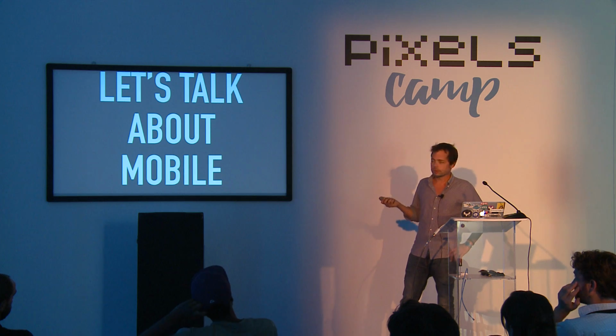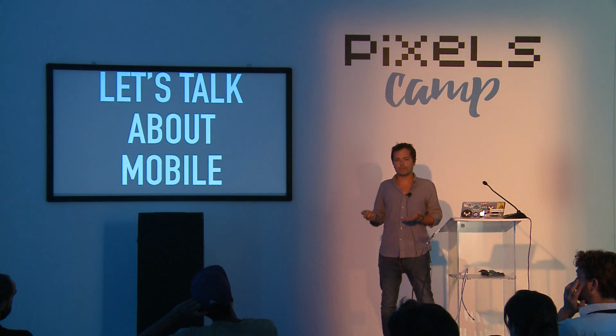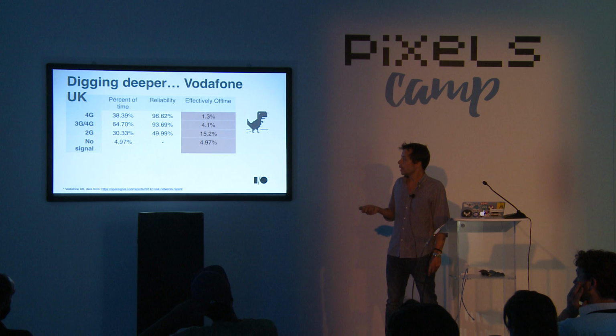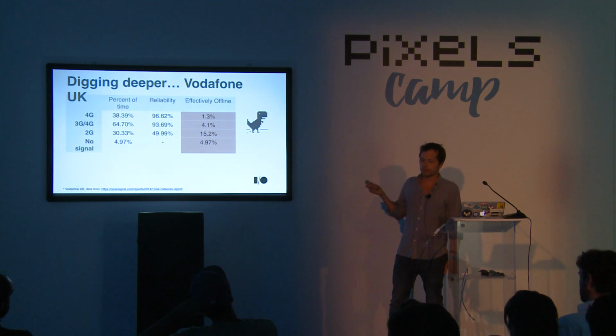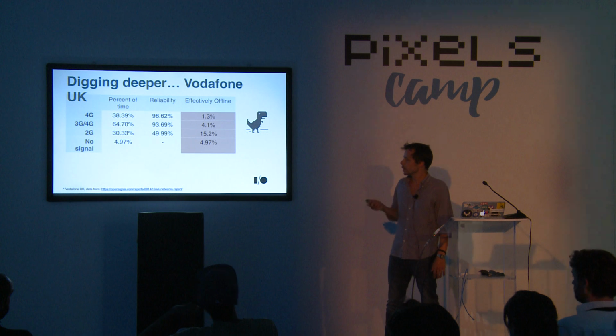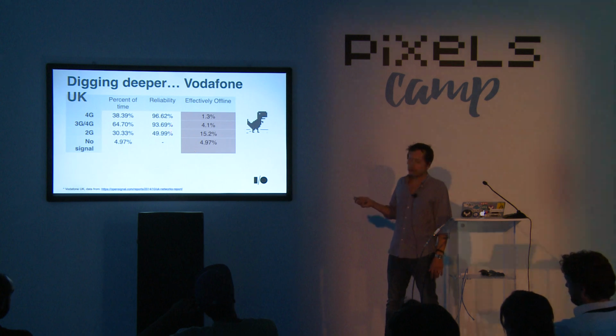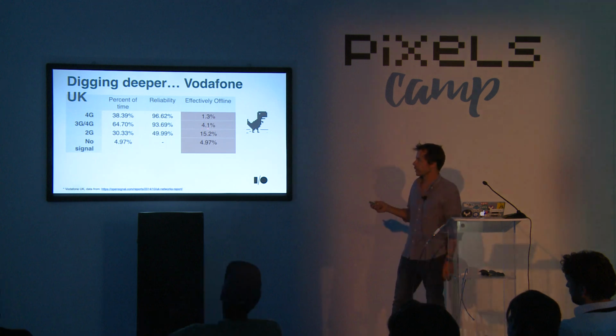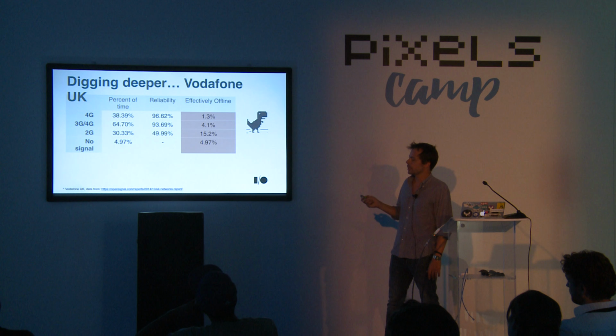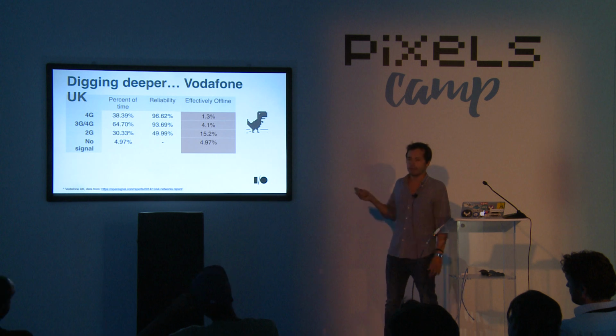I also want to talk about mobile in the context of e-commerce transactions. These are some stats about a first world mobile network. These numbers explain the average amount of time that you can expect to be effectively offline. And by being effectively offline, I mean you don't have a connection to the internet.